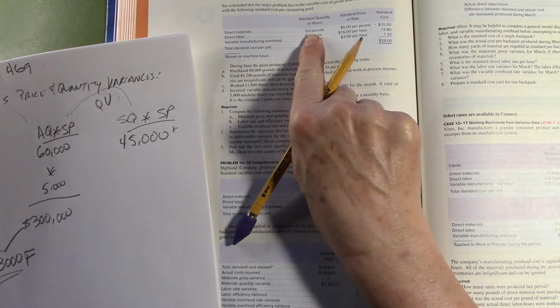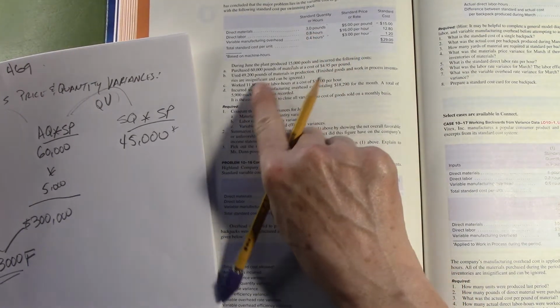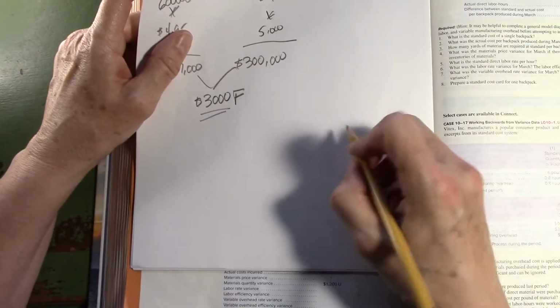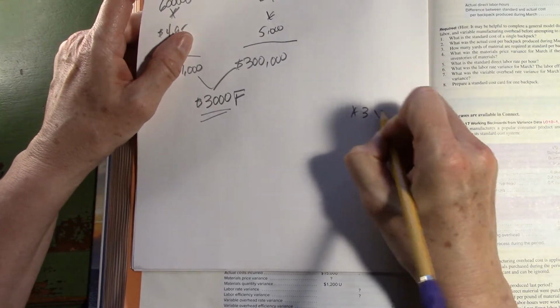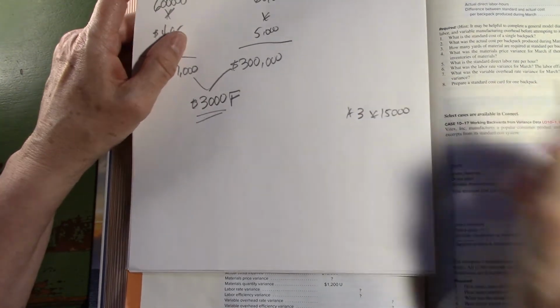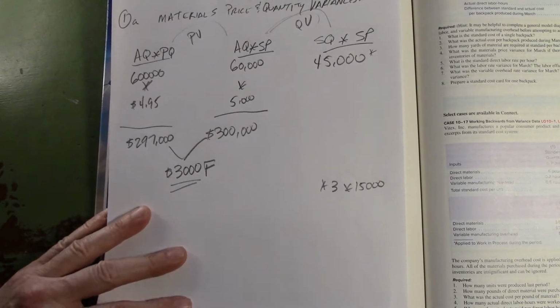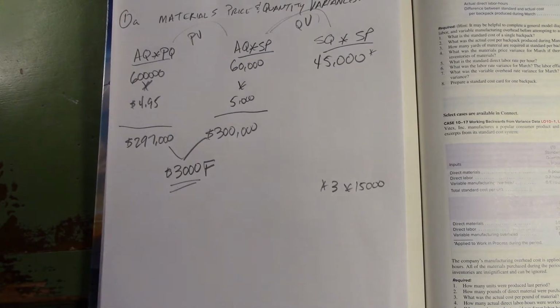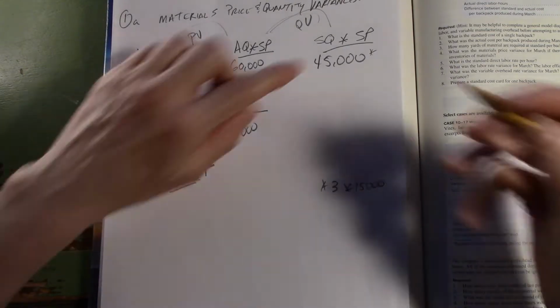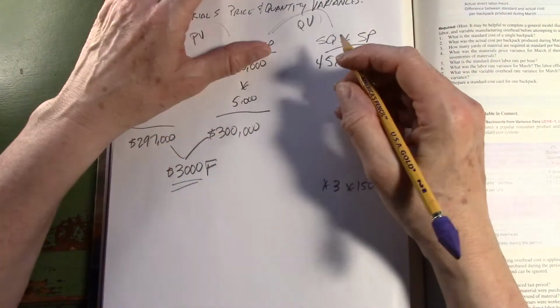3 pounds times what I actually made. So that's 3 times 15,000. Okay, so that's my standard quantity. I should have used 45,000 pounds of plastic, and my standard price, I believe we said, was 5 already.